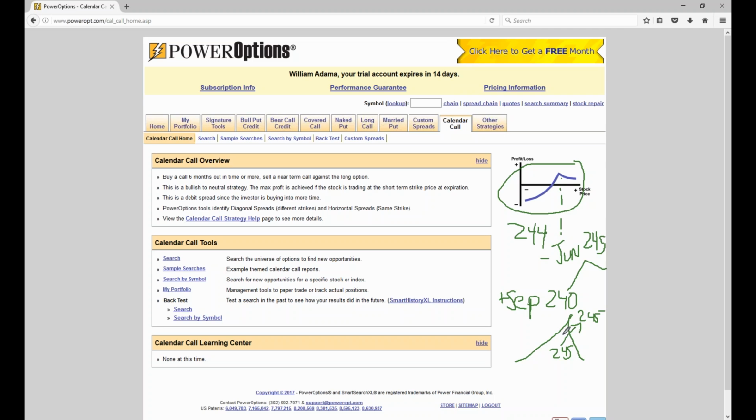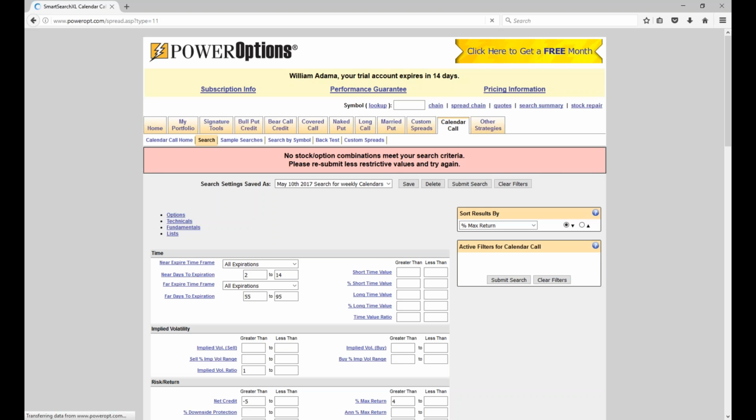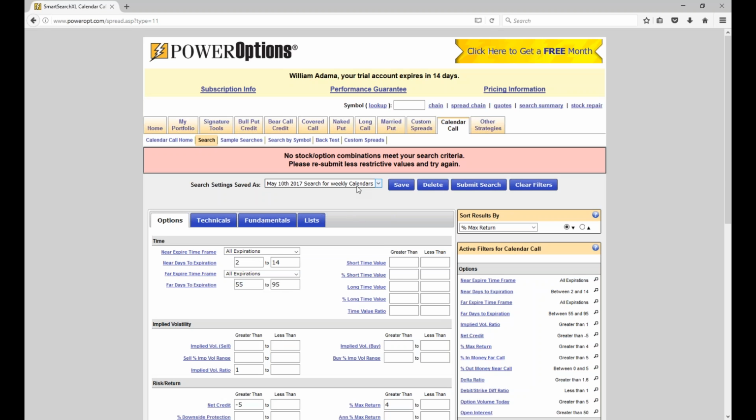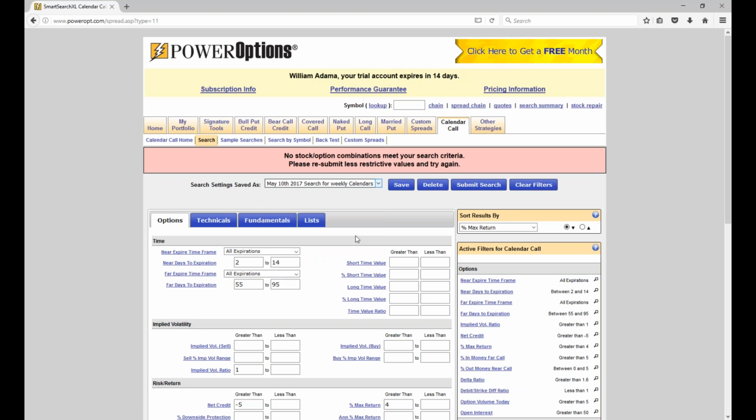So I'm at the same strike spread, so it's more of a horizontal spread as opposed to a diagonal. And of course in PowerOptions, if you go into the search, I've got various default criteria. We have criteria set for every one, default criteria for you to use as a stepping stone in every one of the 23 strategies.